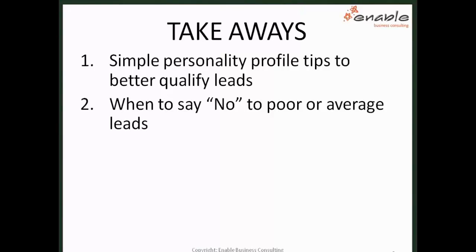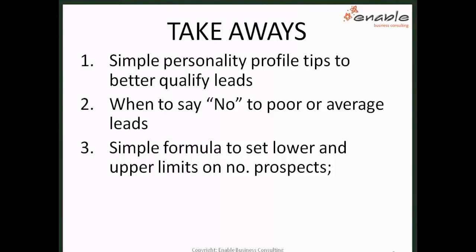Some of that is an understanding of when it's okay to say no, and that is not just from a personality standpoint, but also from a financial standpoint, a cash flow standpoint, which is very important to look at as well. And I want to look at some simple formulas that we can use to set the lower number and the upper limit to the number of prospects you should have in your sales pipeline. This will really help you save time and effort working with the right people rather than working with just anyone.